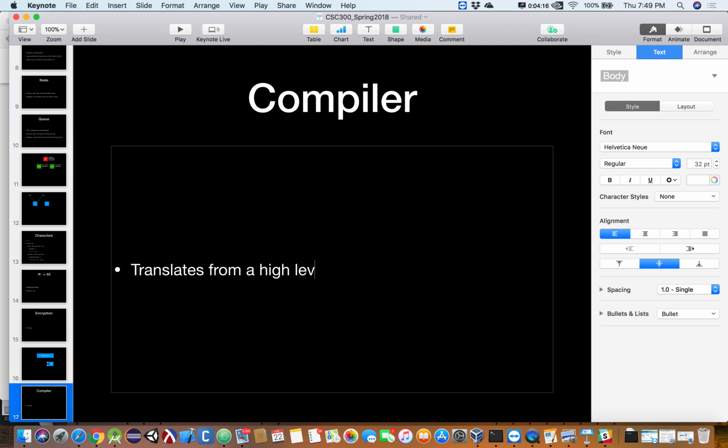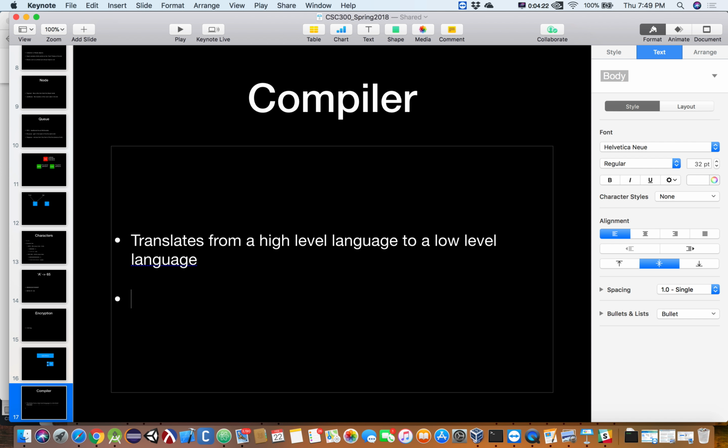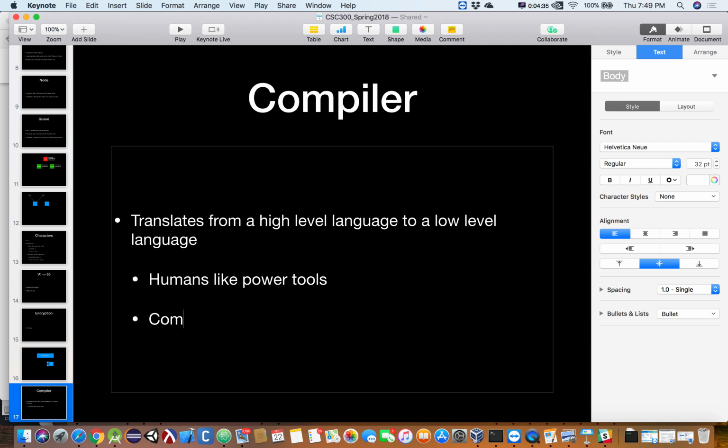A compiler translates from a high level language to a low level language. Okay, and why do we have that? Why do we like that? It's because humans like power tools. Computers like binary. So we need something in the middle. So we go from our power tool language, which is a high level language like C or C++, use a compiler to get it into a low level language. Okay? And then we use an assembler to get it from that low level language into the equivalent zeros and ones, which we'll look at. That's the next step. Okay?